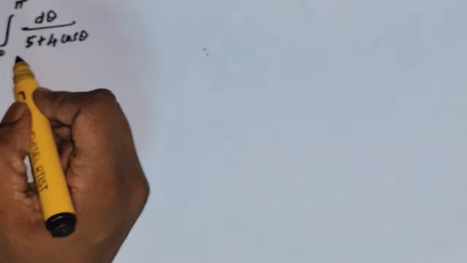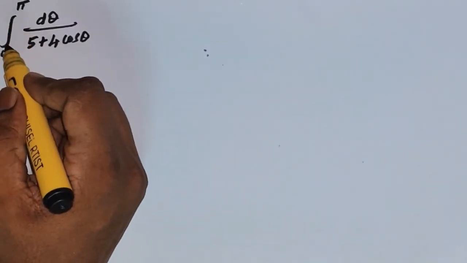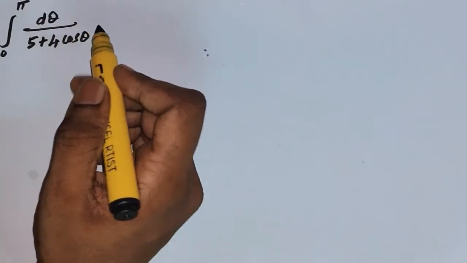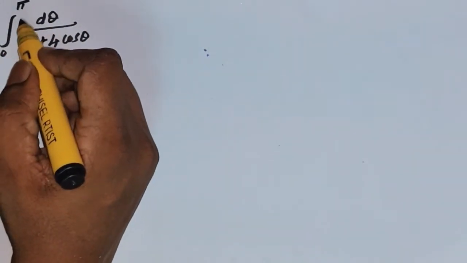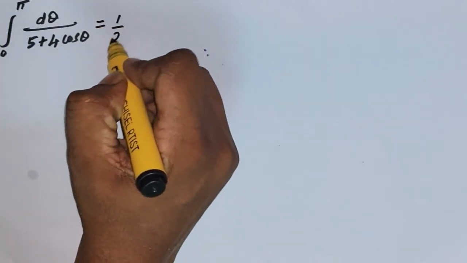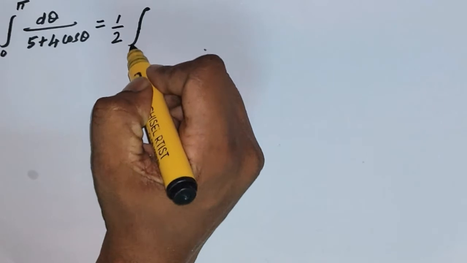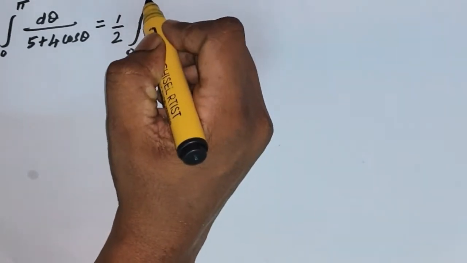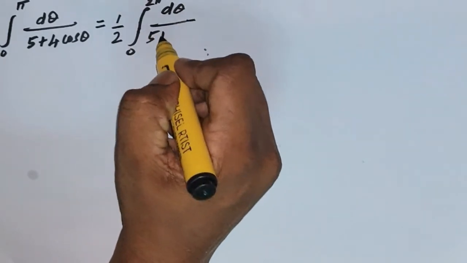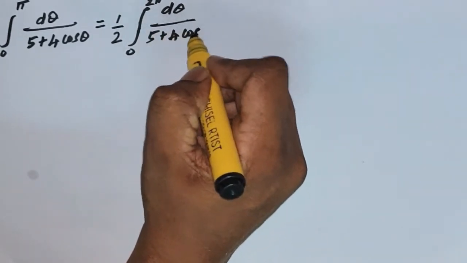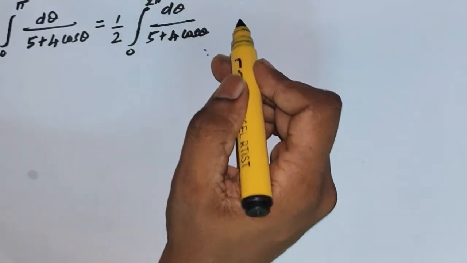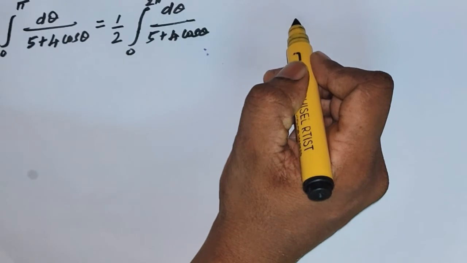This is 0 to pi, that means it's in the unit circle. If you consider this theta, it looks like a circle. 0 to pi represents a half circle, so you can change this integration to 1 by 2 times the full rotation of theta, 0 to 2 pi, d theta over 5 plus 4 cos theta, because 0 to 2 pi represents the complete circle.